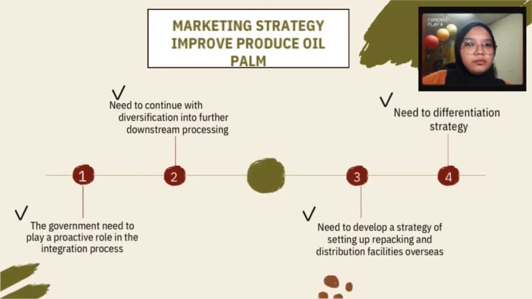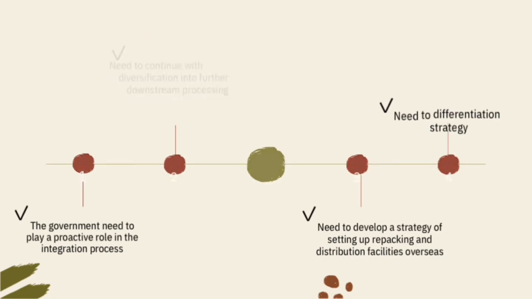Marketing strategy to improve produce of oil palm. First, the government needs to play a proactive role in the integration process. Second, need to continue with diversification into further downstream processing. Third, need to develop a strategy of setting up repacking and distribution facilities overseas. Fourth, need a differentiation strategy.